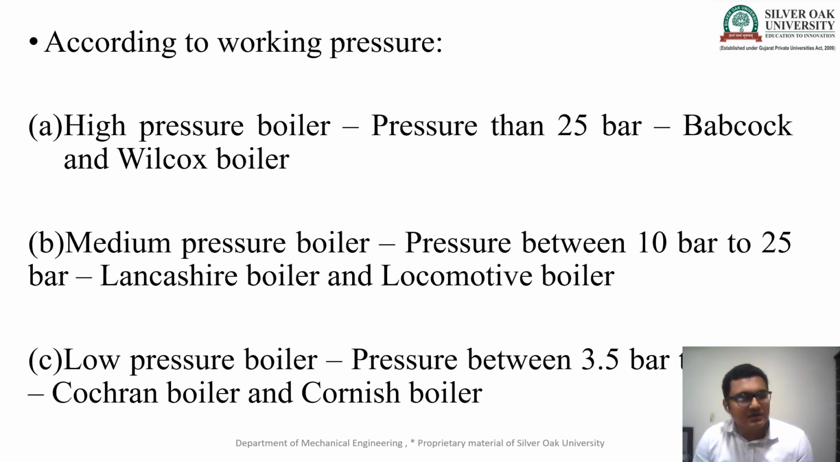Now according to the working pressure, there are three types. We already discussed the range: 3.5 to 10 bar is called the low pressure boiler, 10 bar to 25 bar is called the medium pressure boiler, and beyond 25 bar is called the high pressure boiler. Here you can see the Babcock-Wilcox boiler is called a high pressure boiler. Lancashire and locomotive boilers are called medium pressure boilers, and the low pressure boilers are Cornish boiler and Cochran boiler. These two are the low pressure boilers.